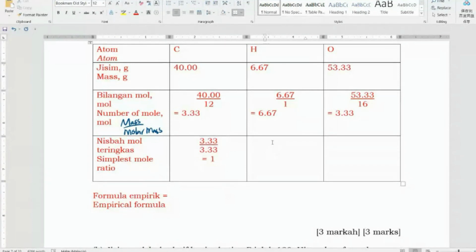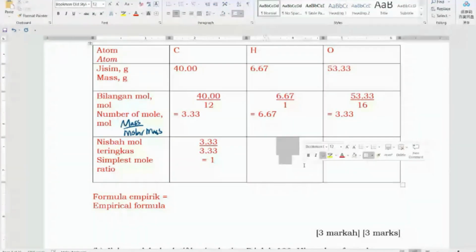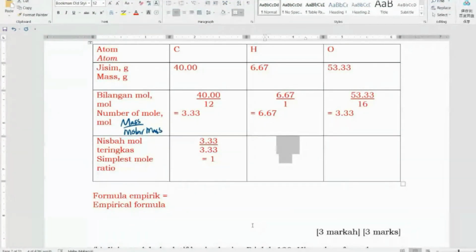Okay, how about this for hydrogen? Can you divide? 2.003. Okay, 2.003. So we can take its nearest whole number, which is 2. Okay, then this one is the same, right? It is 1. Okay.